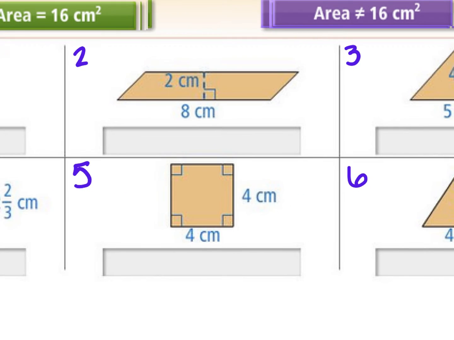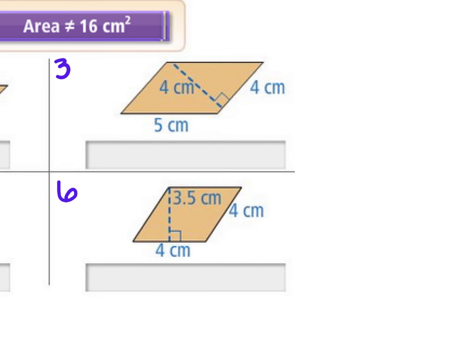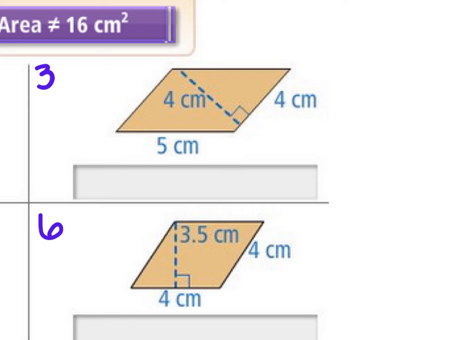Number 2, what did you have as your area? 16. Yeah, this one you only were given 2 pieces, so it was 8 times 2 is 16 square centimeters. What about number 3? Yes. Number 3 has thrown people off all day.